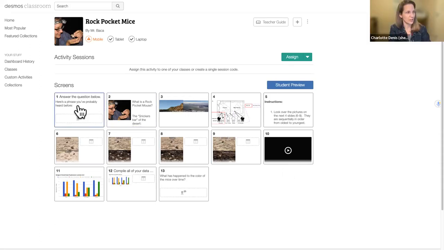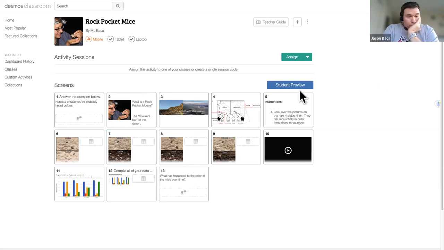Right, so these are basically the same information that's in the Google slideshow, but he's put it into Desmos Classroom. If you're not familiar with how to use that, click on Student Preview there, Charlotte. Yeah, sure.